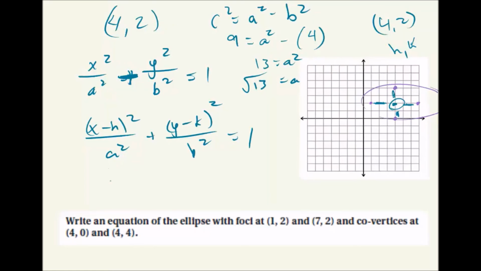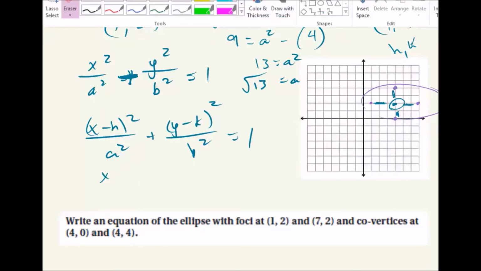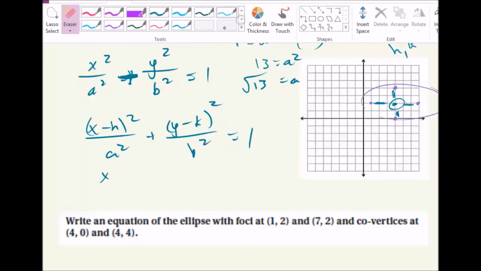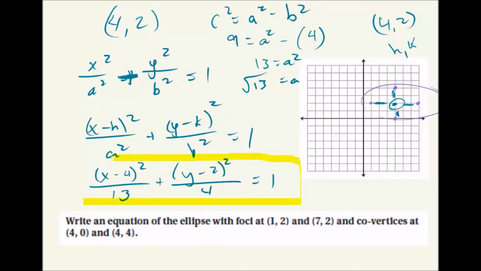That means we're ready to write the equation. So we have (x minus h), x minus 4, because we want to shift it 4 to the right, squared over a squared, 13, plus (y minus k). We want to shift it 2 up, so (y minus 2) squared over b squared, which is 4, equals 1. And that's going to be our answer for the equation.